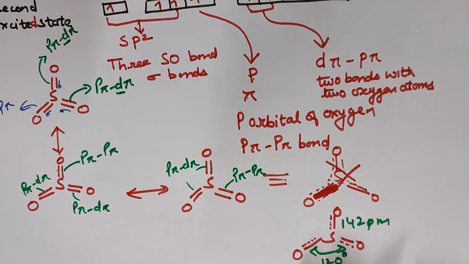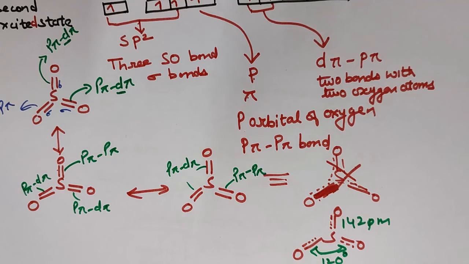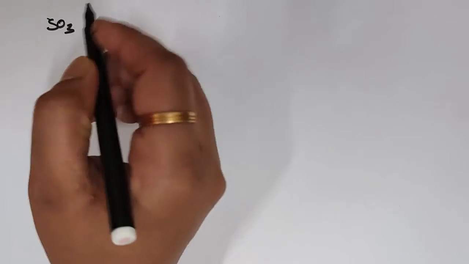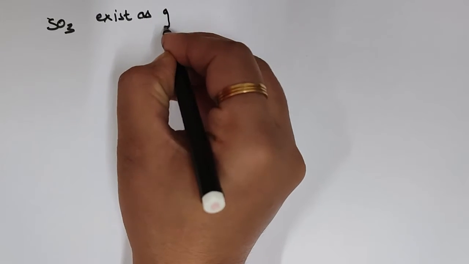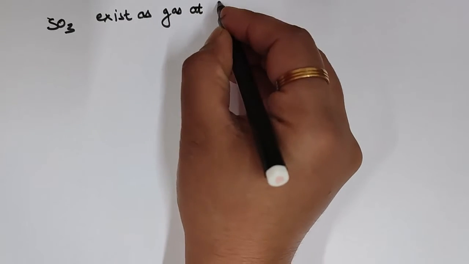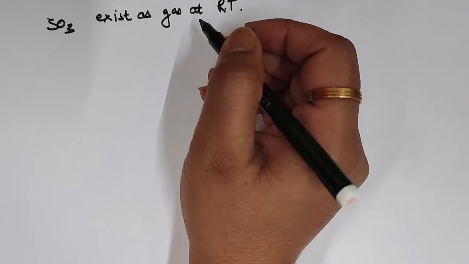The molecules of SO3 are held by weak van der Waals forces. Because of weak van der Waals forces of attraction, the SO3 molecule exists as gas at room temperature.